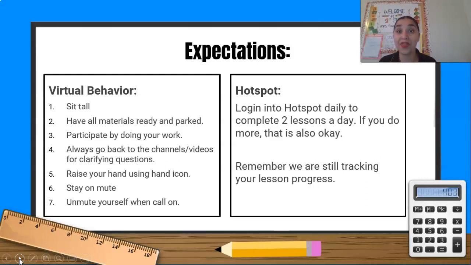I want you guys to know that I am very proud because I looked at the report today for Hotspot and you guys are working already in Dreambox. Way to go. High five.